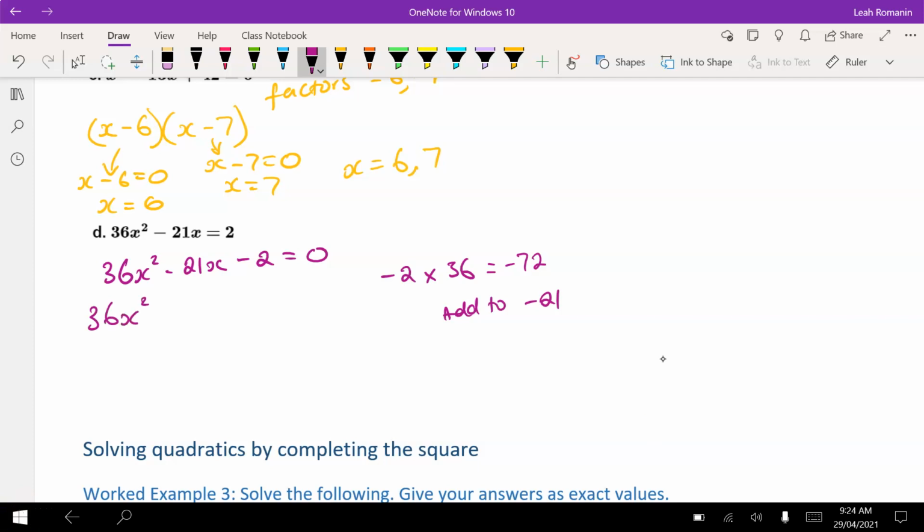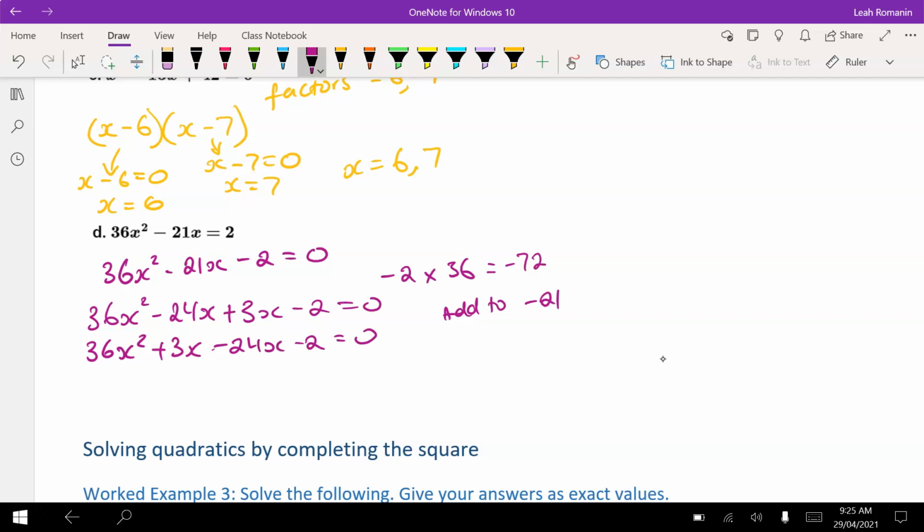36x squared minus 24x plus 3x minus 2 is equal to 0. Factorizing that, what's my common factor with 36 and 24? What's my highest common factor? X and what? Yes, let's swap them around. So 36x squared, you want to swap them? Plus 3x minus 24x minus 2.